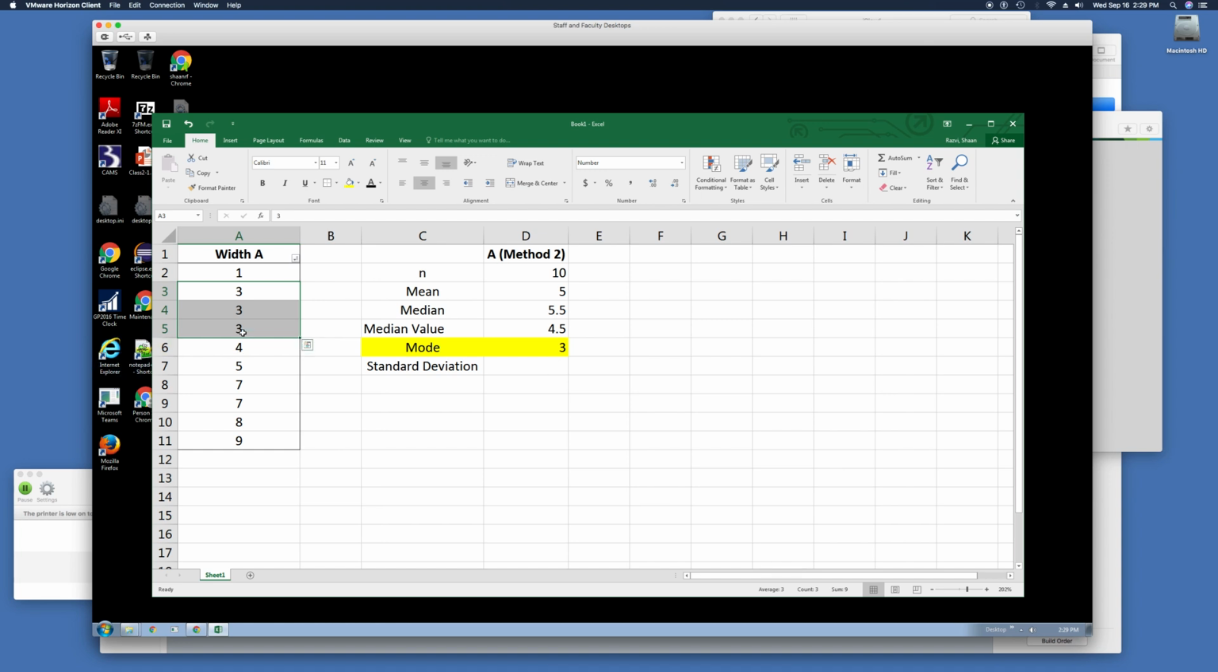We can change this to 4. Maybe make this 4 right here. And you can see all of my numbers are changing here. But now you can see the mode is 4 because there's 3 values that are 4. Now, how did I figure this out?